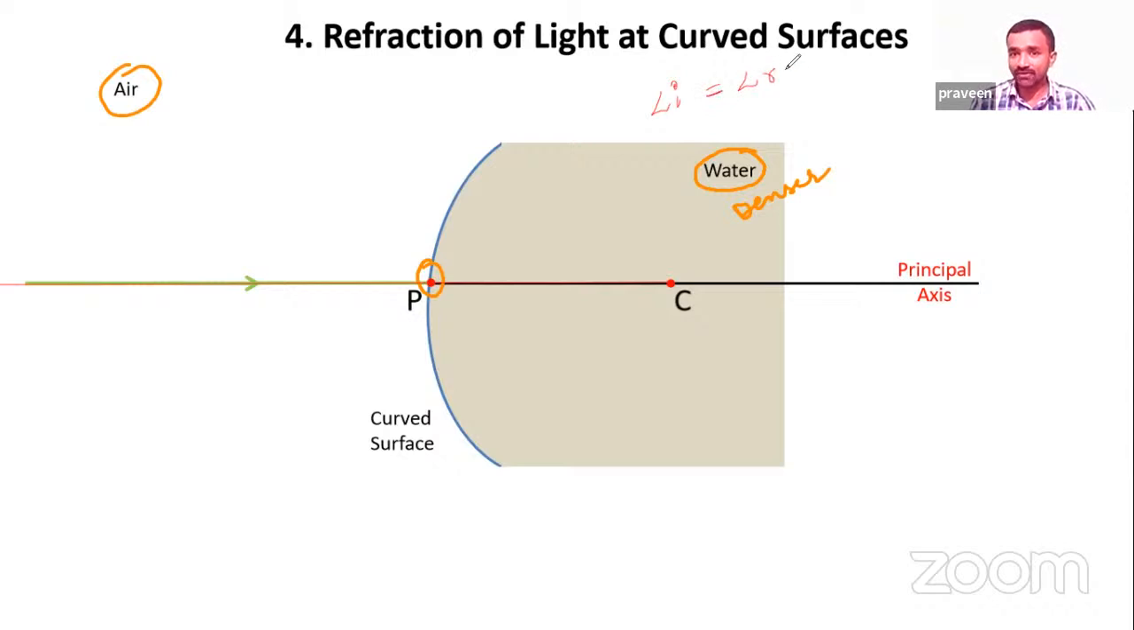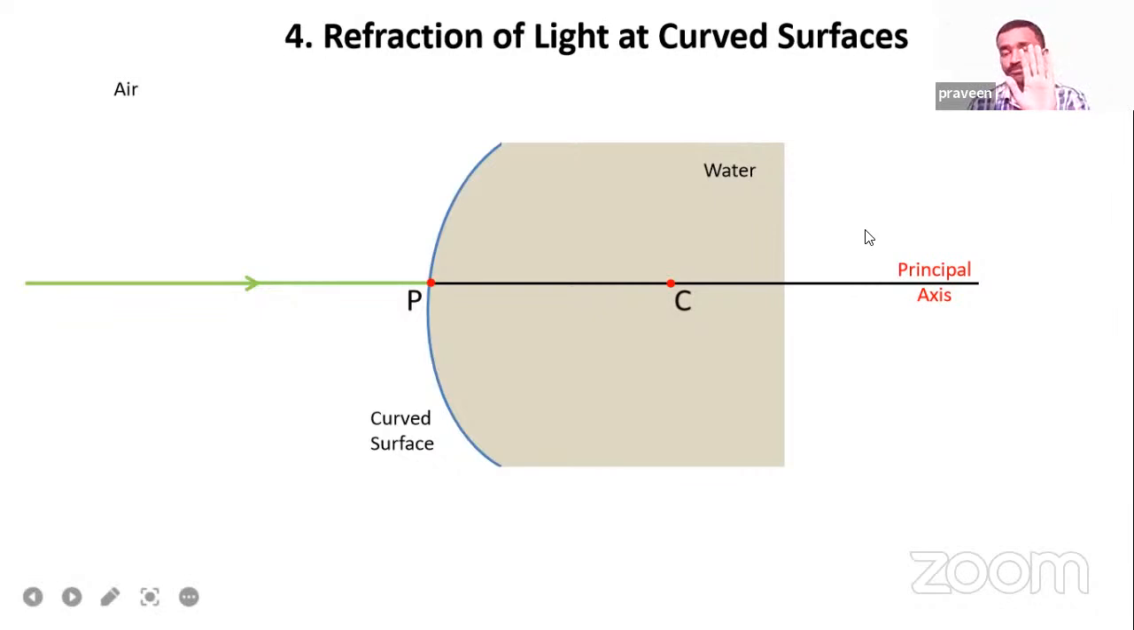That value will be equal to 0 because they are along the normal. So in this case, there is no deviation. The light ray remains along the normal after refraction. After changing the medium also, it can remain on the same line, that is, undeviated. So after refraction, the light ray propagates along the principal axis and remains undeviated.